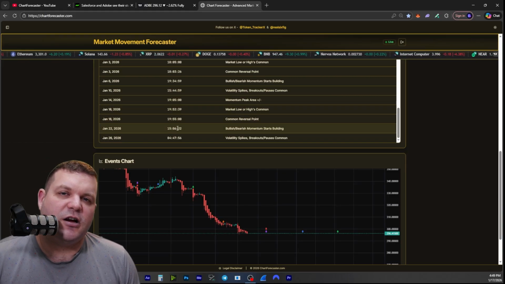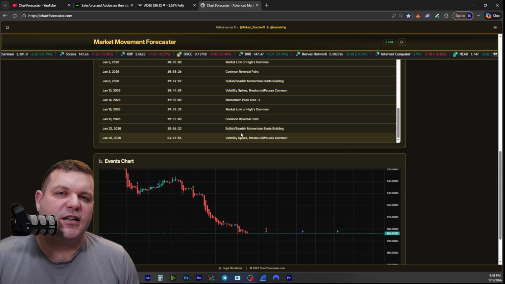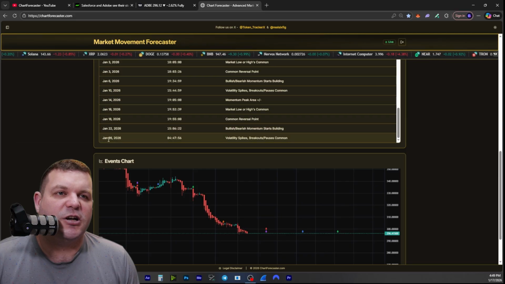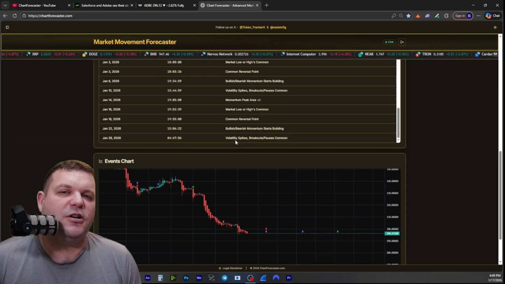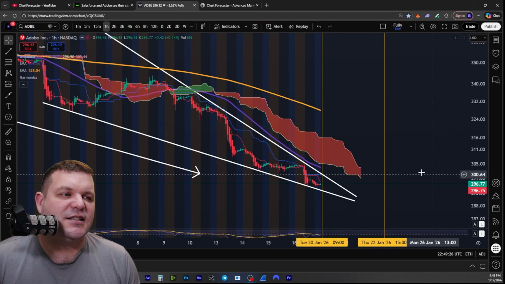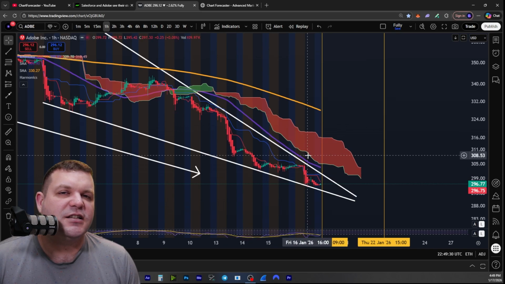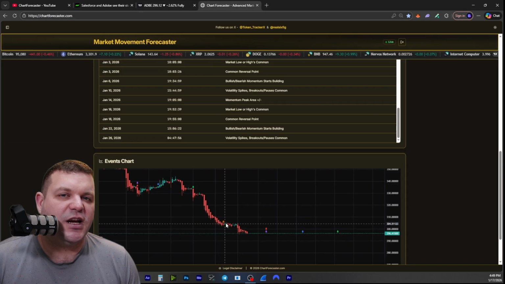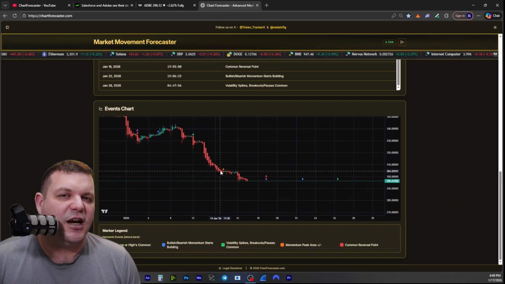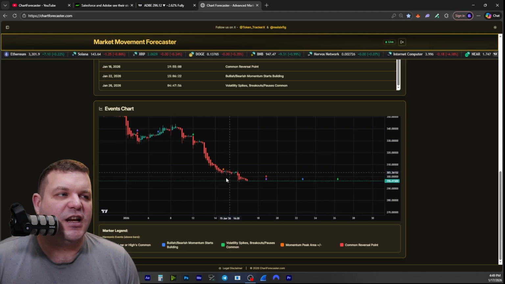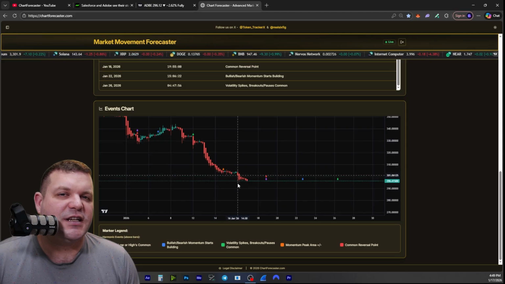Now, they're also saying that January 22nd at 1500 hours UTC, bullish or bearish momentum will start building, and on January 26th at 447, volatility spikes, breakouts will occur. So with that said, the last prediction that Chart Forecaster made was on the 14th, and it predicted this as a momentum peak area. So it kind of nailed the area down within a couple dollars.